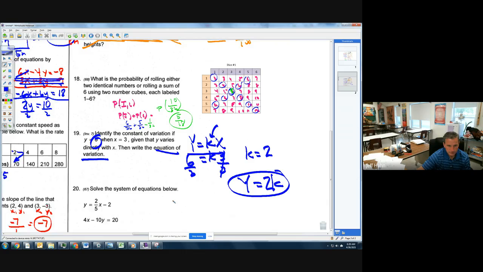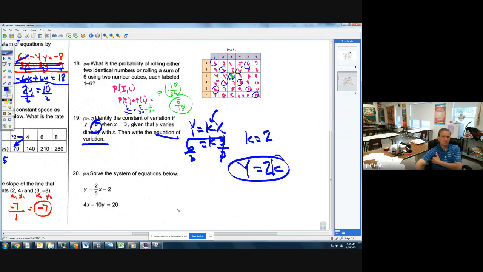And the last one is to solve the system of equations below. I guess, children, you get your choice as to how you want to solve this. Do you want to solve it by graphing, by elimination, or by substitution?